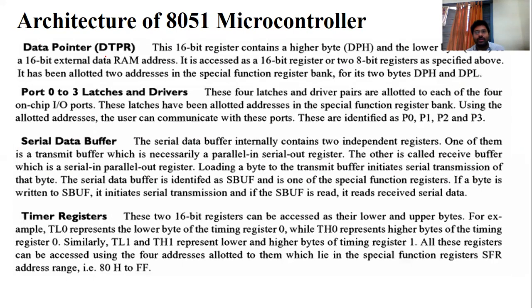Then we have the data pointer, DPTR. You can also call it a data pointer. This data pointer is a 16-bit data pointer. Whenever you want to access the external data RAM memory, it is 16 bits. Out of that, we divide it into 8 bits each: DPH, the data pointer higher order, and DPL, the data pointer lower order. It is used to access external data RAM addresses.